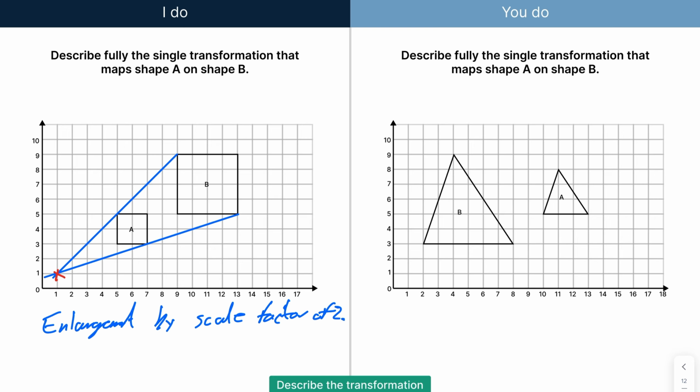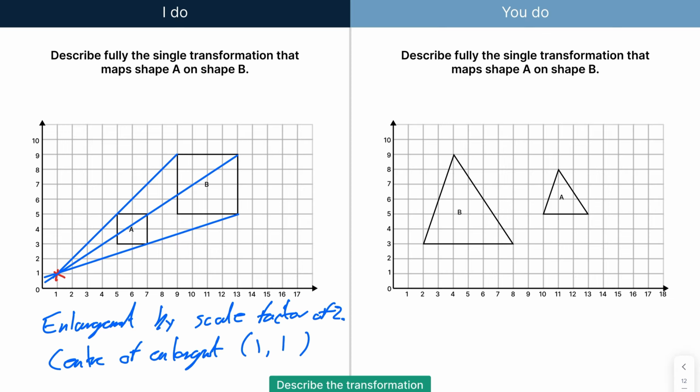Now you can keep going and do it for all the sides, but you don't need to. I could have even picked that side there and drawn a line through, and you will see that all of these lines pass through one point, and that point is called the center of enlargement. So then you would write the center of enlargement, and the coordinates for that are 1, 1.